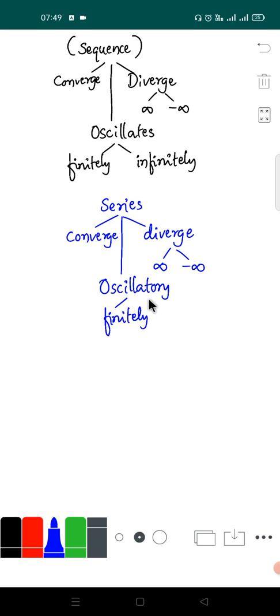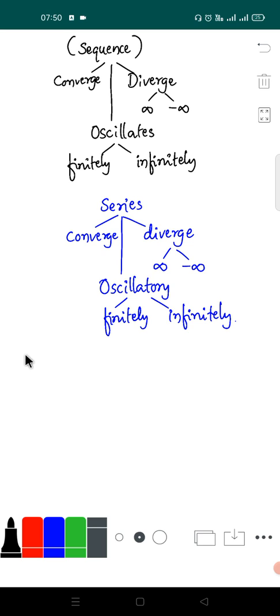I am yet to find an example of a series which oscillates infinitely. I am yet to find that, but there may be infinite oscillation also. An infinite oscillatory series. We can give some examples.